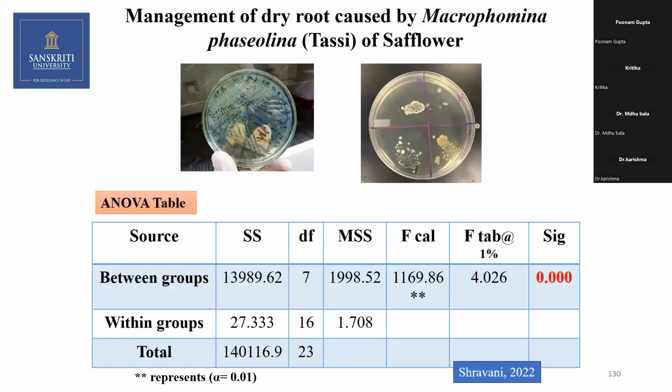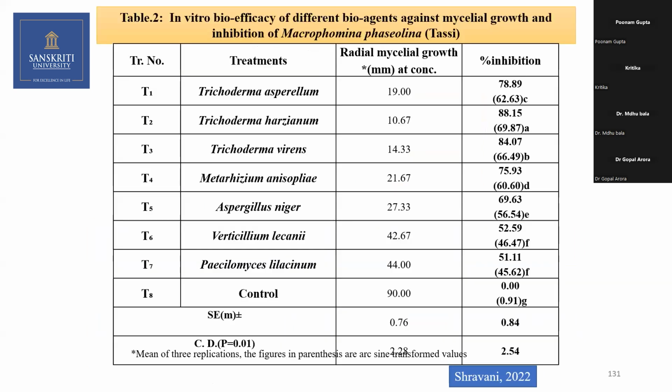Then this is the management of dry root rot caused by Macrophomina in safflower. You can just see here also, the calculated value is greater than the table value. It's the work of Shravani in the year 2022, which is highly significant. There is significant difference between the treatments. F only talks about that.